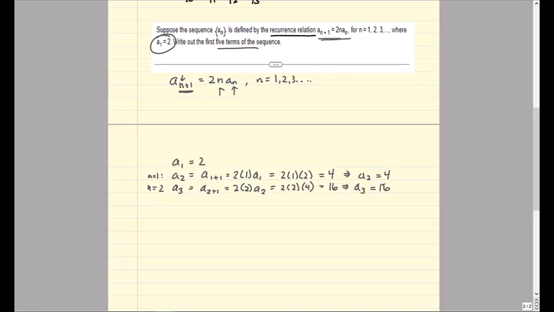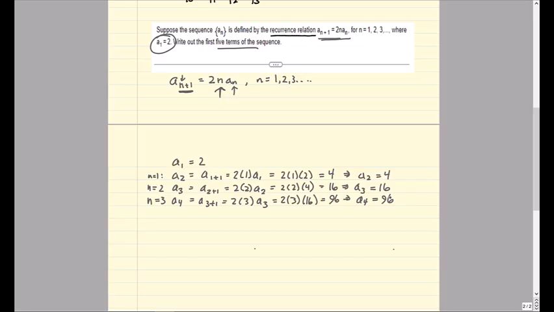Now remember, I'm looking for the first 5 terms. I was given the first term, and I found the second and the third, so let's go for the fourth. For the fourth term, n would equal 3, because 3 plus 1 is my subscript. So I'd have 2 times n, and again that's given right up here. So 2 times 3, a sub 3. A sub 3 I just found up above is 16. So I have 2 times 3 is 6, 16 times 6 is 96. So that would mean a sub 4 is equal to 96.